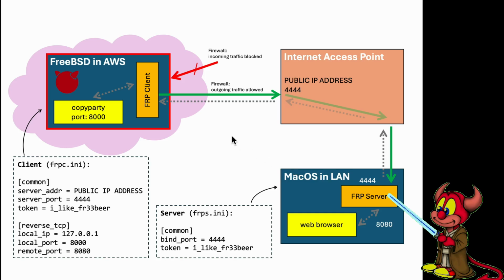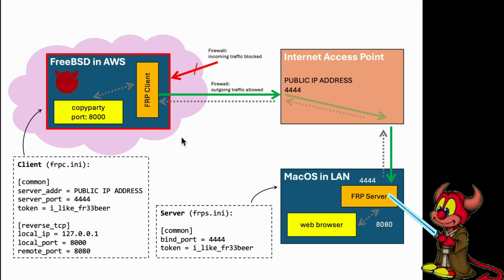In this video I would like to show you how to create a reverse proxy to a FreeBSD machine using an FRP client, fast reverse proxy. And along with it I'm going to show you how to use Copyparty to copy files to or out of the machine. In the picture you see on the screen, I've drawn a cloud.